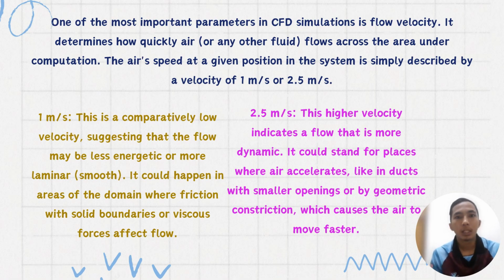One of the most important parameters in CFD simulation is flow velocity. It determines how quickly air flows across the area under computation. The airspeed at a given position in the system is described by velocities of 1 meter per second and 2.5 meters per second. 1 meter per second is a comparatively low flow velocity, suggesting that the flow may be less energetic or more laminar. It could happen in an area of the domain where friction with solid boundaries or viscous forces affect the flow. 2.5 meters per second is a higher velocity, indicating a flow that is more dynamic. It could stand for a place where air accelerates, like through a smaller opening or a geometric constriction which causes air to move faster.